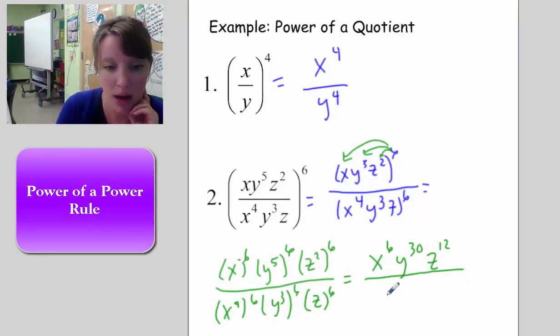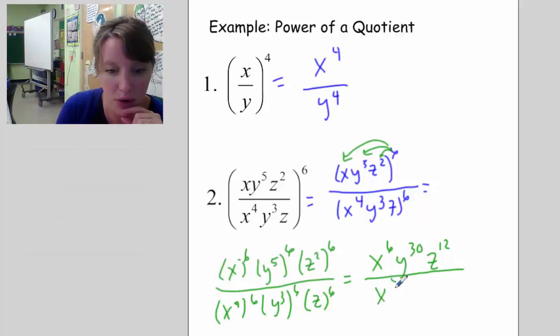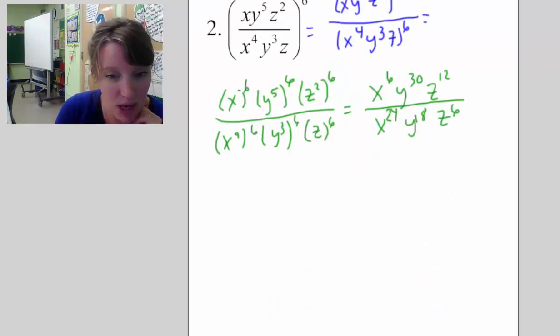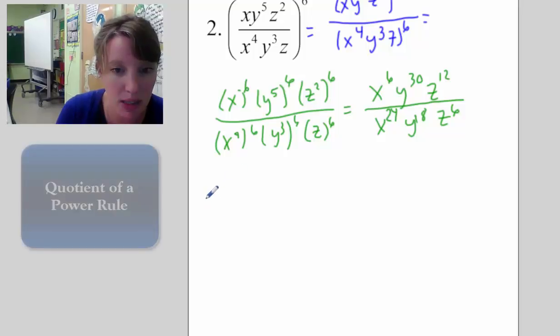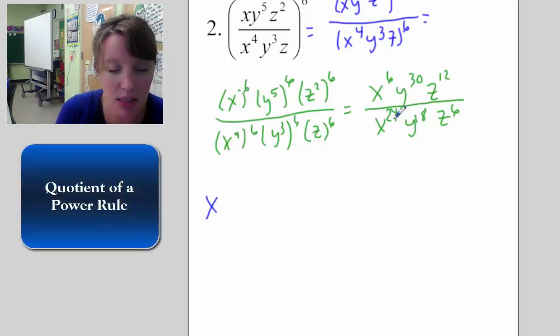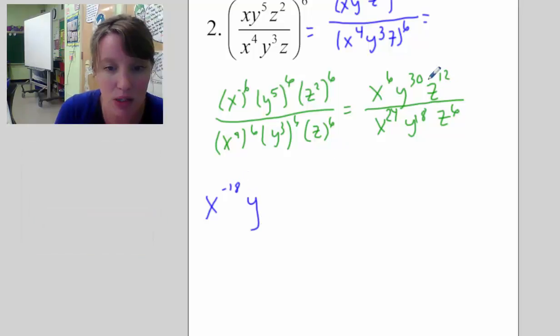Then we have x to the 24th, y to the, let's see, that's y to the 18th, and z to the 6th power. Now we're not finished yet because we have like bases in the numerator and denominator. So let's subtract, keep the base x, and 6 minus 24 is negative 18. We have y to the 30 minus 18, which is 12, and z to the 12 minus 6, which is 6.